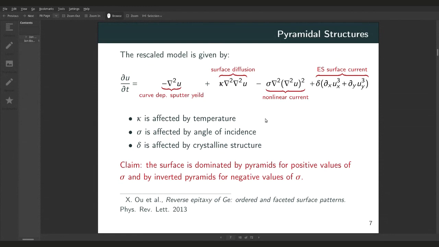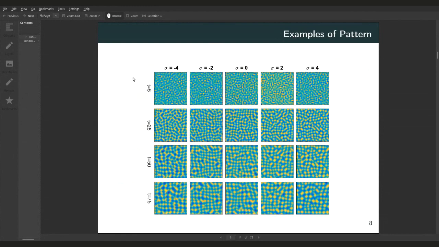And I just want to show you a little bit of what he means. So here's an example. Here's sigma equals 0. This is where we have up-down symmetry, and so we don't expect the mounds or the pits to either dominate. So we have early time on the top row, a later time on the bottom row, so we can see the pattern emerges and then slowly coarsens.